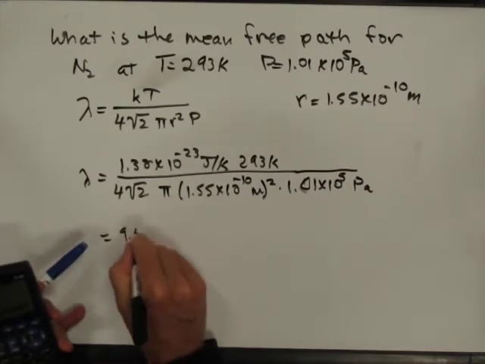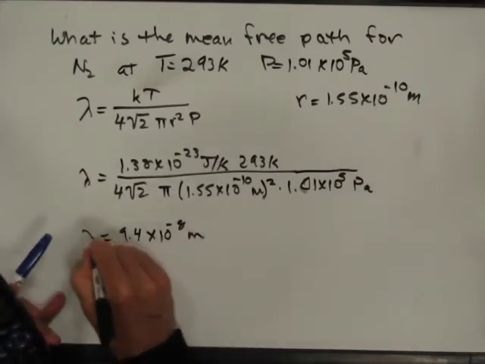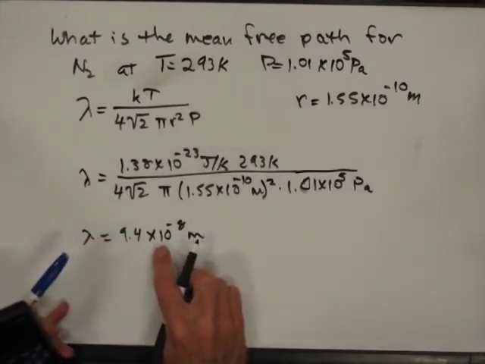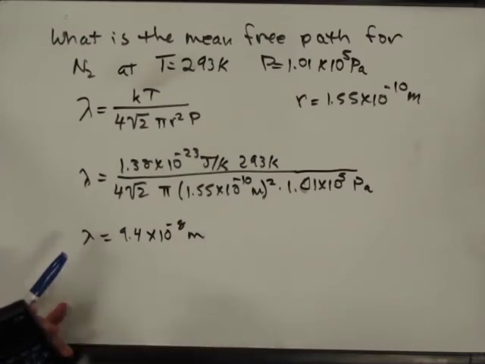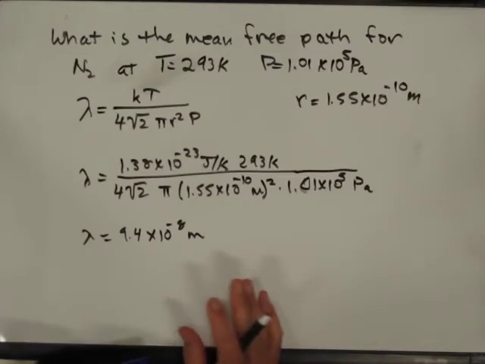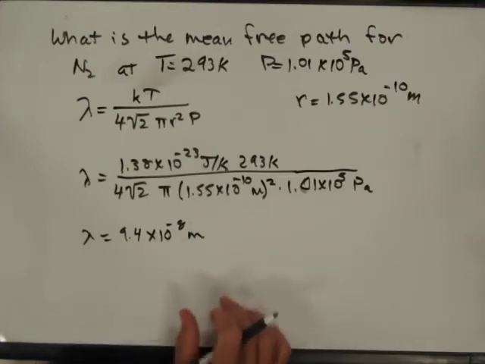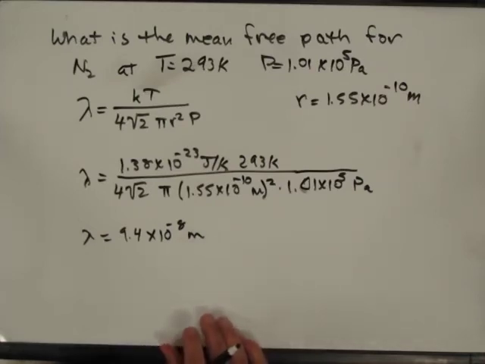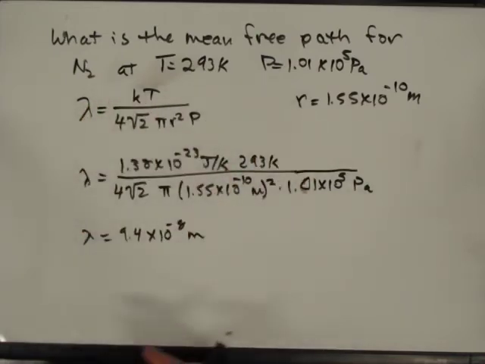I get about 9.4 times 10 to the minus 8 meters, or maybe roughly 10 to the minus 9 meters. And so roughly 10 radii, roughly speaking, which is about what we said earlier when we were talking about the relative densities being off by a factor of 1,000, so the spacing is about a factor of 10. And so roughly speaking, that's what we see. And so that's the mean free path for nitrogen molecules moving around in air.